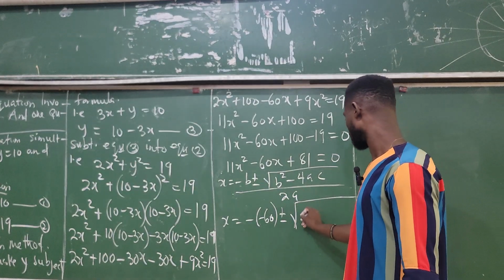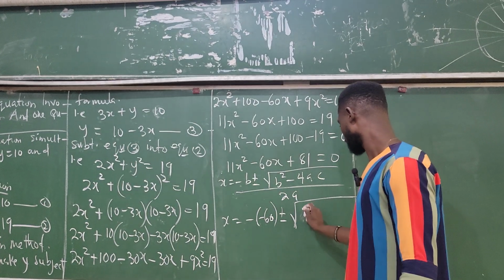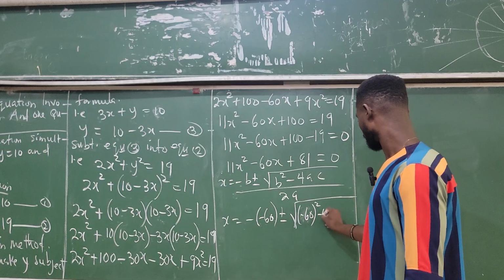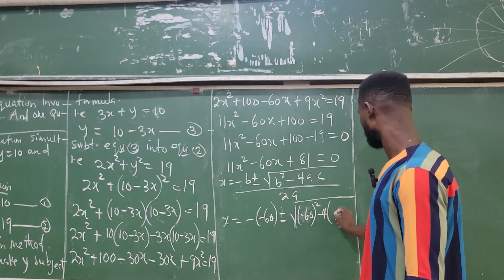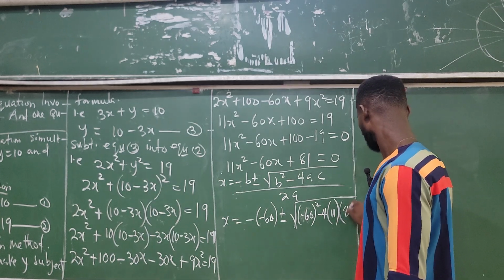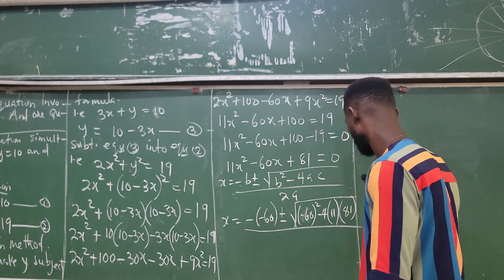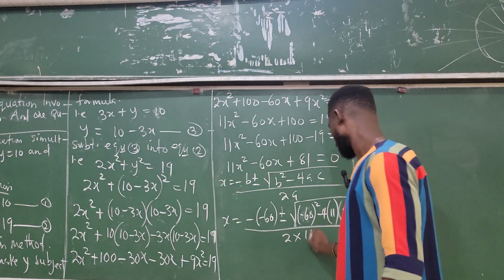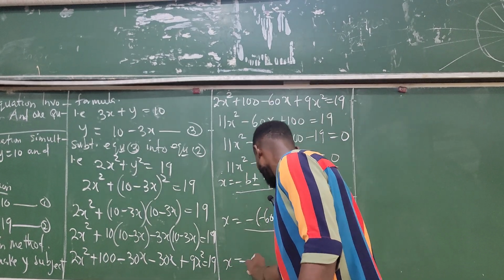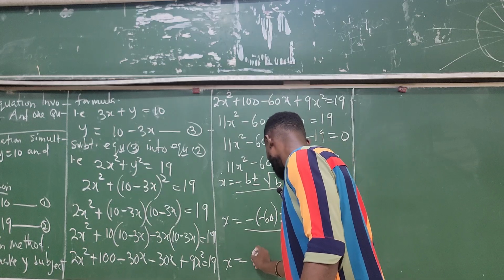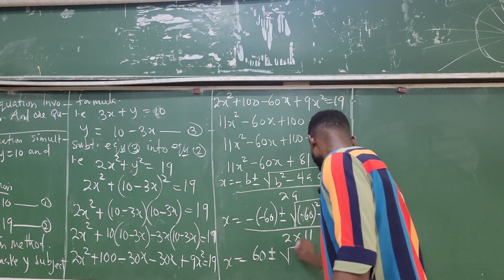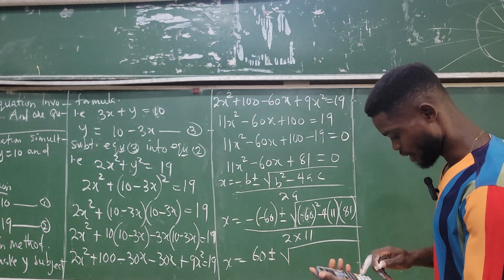Plus minus, b is what? Minus 60, in square, minus 4 bracket. A is 11 and c is 81. It's all over 2 times 11. So minus minus is what? X will be equals to minus minus is plus. So we have 60 plus minus square root of 60 square.